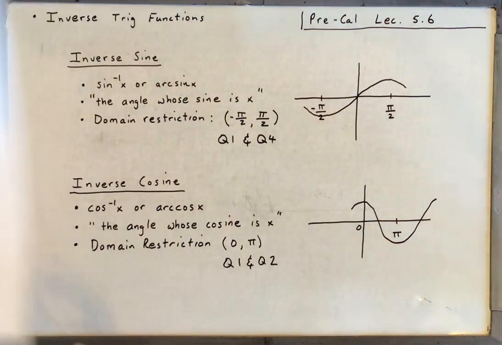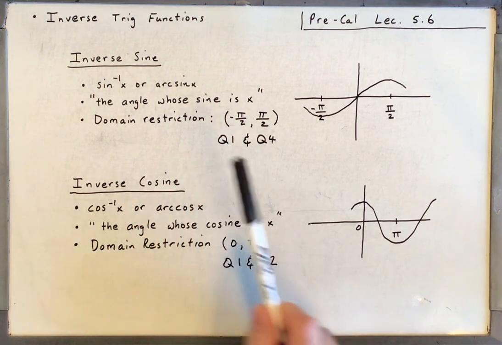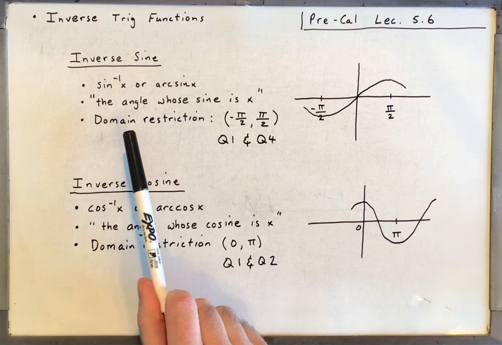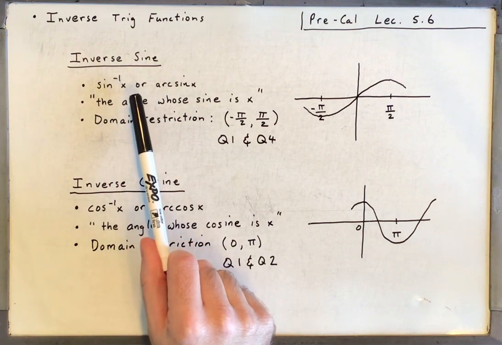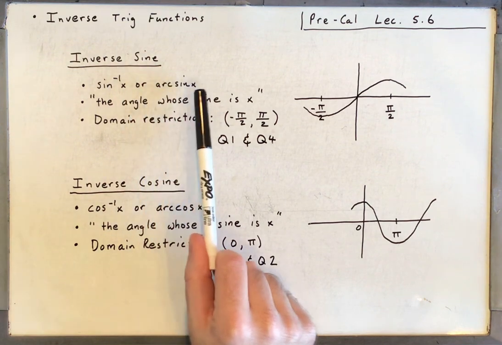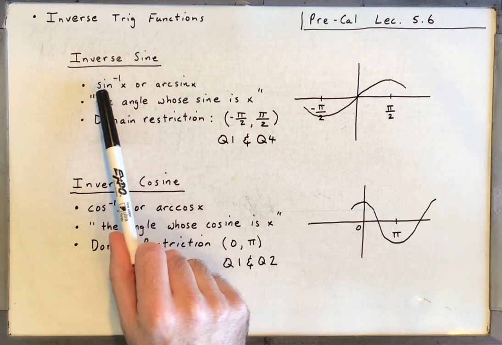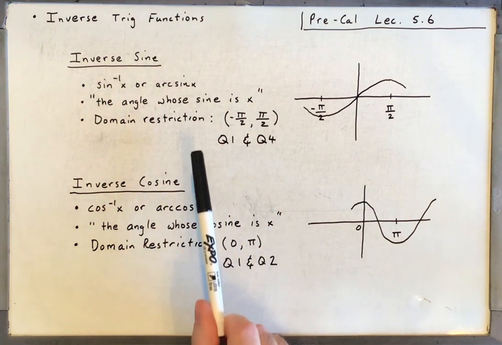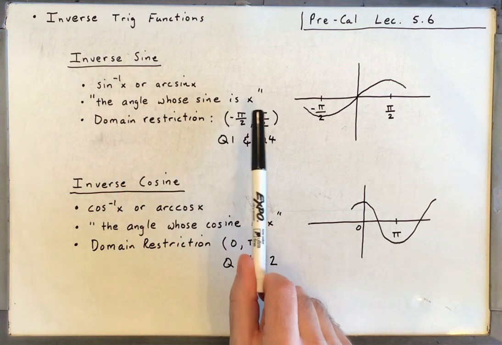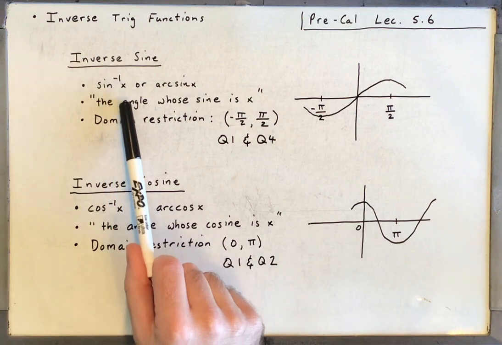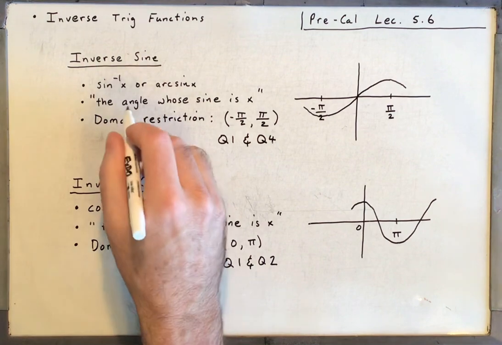So I wrote out on the whiteboard here the same information as what's on your notes. So inverse sine, the way that you write that is sine to the minus 1 of x or arc sine of x. In calculus, we typically would say arc sine of x, but in pre-cal, we'll use sine to the minus 1 of x, but you could see either one. What that means is the angle whose sine is x. So if you are finding the inverse sine or arc sine of x, the answer is going to be an angle.